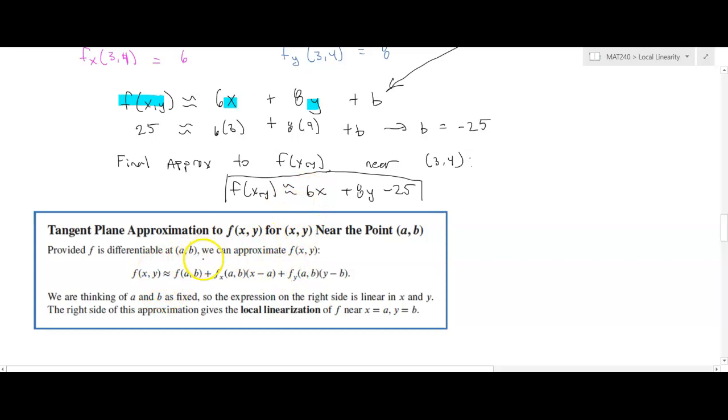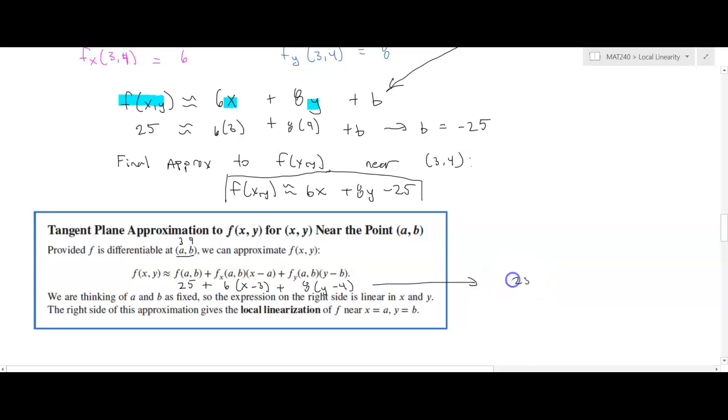Just to show that we get the same answer, this requires the point (a, b), which we know is 25. That was at the location where a was 3, b was 4. f sub x at (a, b) was 6. And then our x minus a in this case, well, x minus the a value, which is 3, plus f sub y at (a, b), which is 8, times y minus 4, we're going to argue that this is exactly the same equation. And let's check it out for a second here.